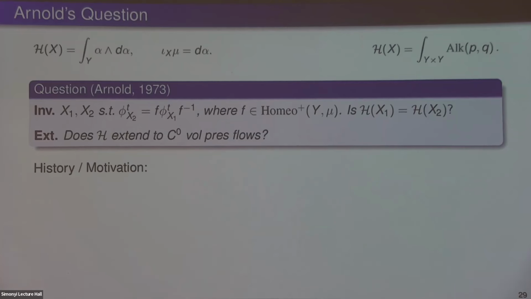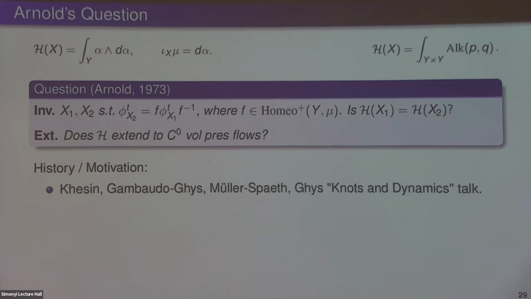Okay, so some history and motivation behind the question before I tell you some of the results. This is also, after being posed by Arnold in 1973, resurfaced in the works of several people, including Gessen, Gambaudo, Ghys, Müller, Sverak, and also appears in that knots and dynamics talk that I mentioned by Etienne Ghys. Part of the reason for this is a quite natural question from a dynamics perspective. You have an invariant for smooth dynamical systems. It's very natural to wonder whether you could extend it to the C0 setting or more generally in a low regularity setting.